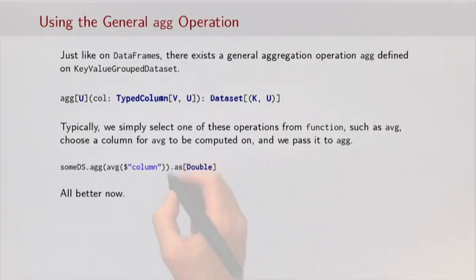So okay, we just say that this is a double. The parentheses are in the wrong location here. Okay, we do this. And everything is all better now. This average function here, which returns a regular untyped column, now has been converted into a typed column. And so the column that we're looking at is now a typed column, and we can compute the typed average on that column. So again, we keep the type information around.